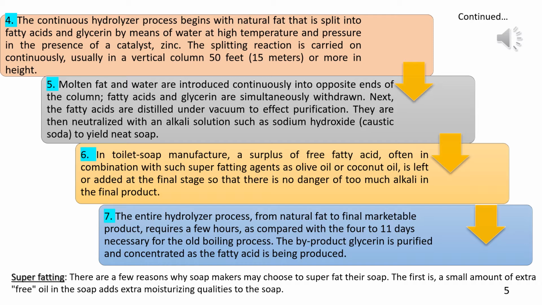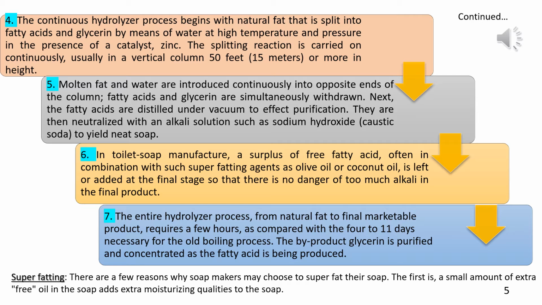So the continuous hydrolyzer process takes place in a vertical column which is 50 feet, 15 meters or more in height. In this vertical column, we can introduce the natural fat, and these natural fats are split into the fatty acids and glycerine by means of water. So in this column, we can apply the high temperature and pressure by using the zinc catalyst. So that's how the splitting reaction can take place.